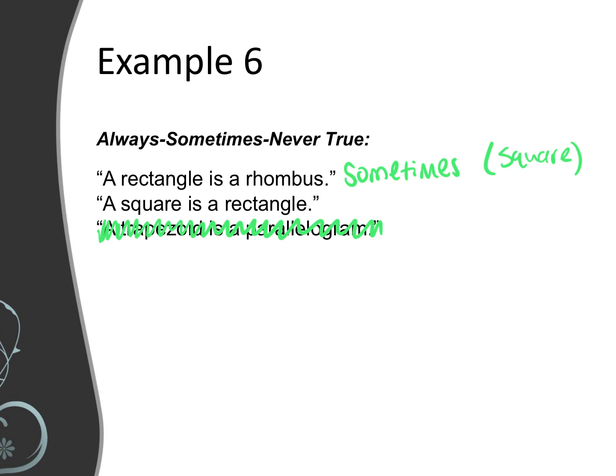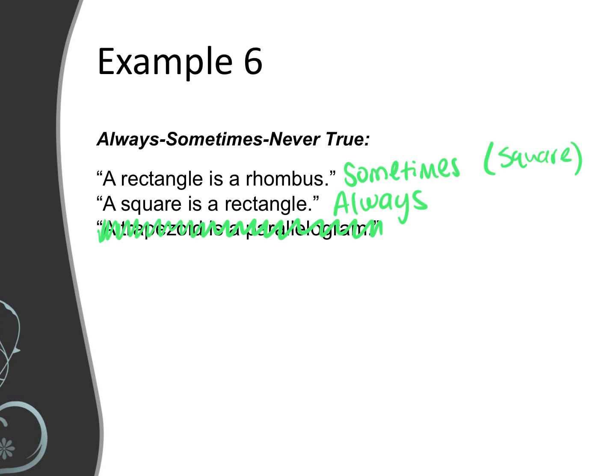What about a square as a rectangle? This one's always. Do you guys see the difference? A square has to be a rectangle. You cannot be a square without being a rectangle. It's part of its definition. Okay?